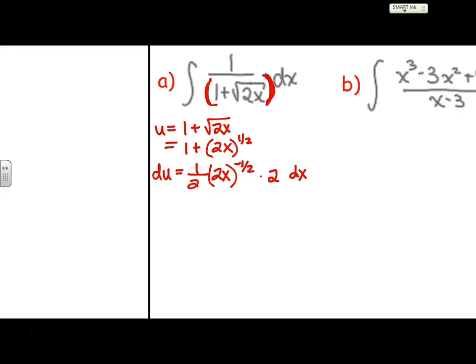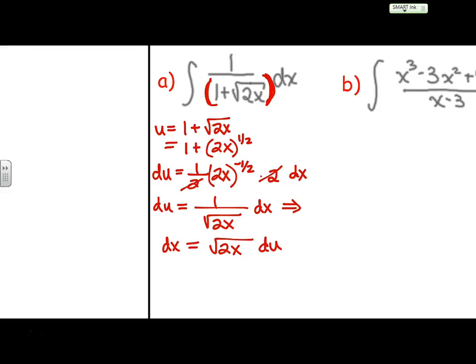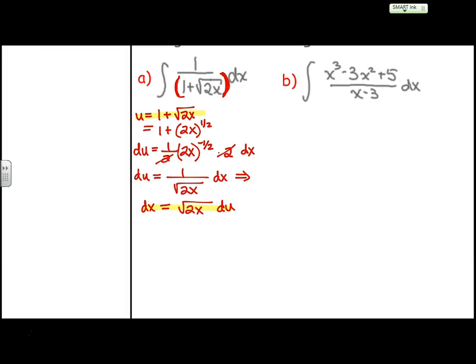Okay, hold on, let's rewrite this. This is messy. Don't the 2's reduce? And this is the same thing as 1 over square root of 2x, right? dx. Then we solve for dx, and what do we get? Good, square root of 2x times du. Now, just because we've been all over the place, let's remind ourselves that's u, and that's dx. Okay, let's zoom out a little bit. It's time to go plug in.